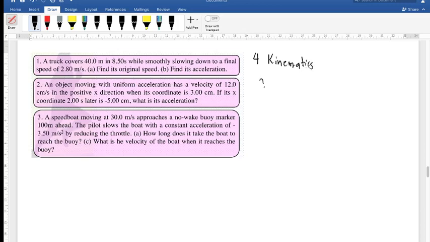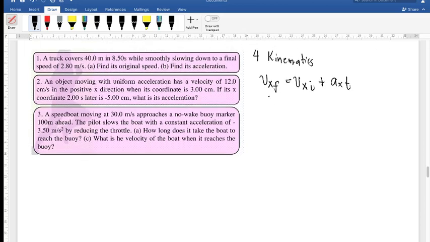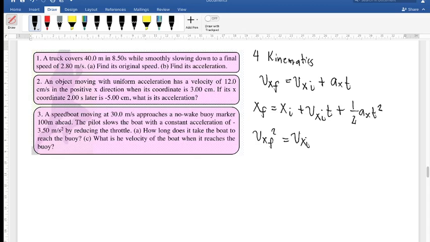So the first one we have vxf is equal to vxi. So refer to the slides that I provided and posted on your course site. Then xf is equal to xi plus vxi t plus 1/2 ax t squared. Then we have vxf squared is equal to vxi squared plus 2ax times xf minus xi. Then the fourth kinematics equation is the average velocity, vxf plus vxi divided by 2.